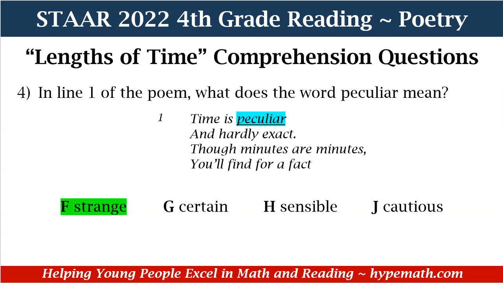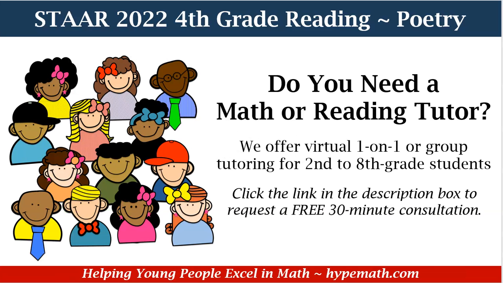Okay, so F is the correct answer. Strange, because again, in the poem, it's saying the time is time and minutes are minutes. It just seems like, based on the situation, time doesn't seem the same, but we know that it is. And that is it for our poetry review, Elements of Poetry Review, Part 2.